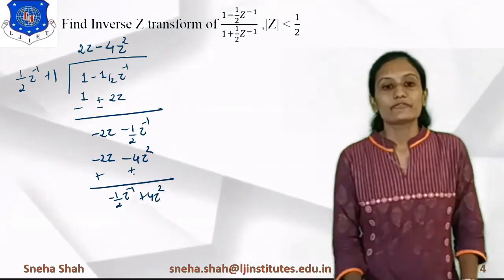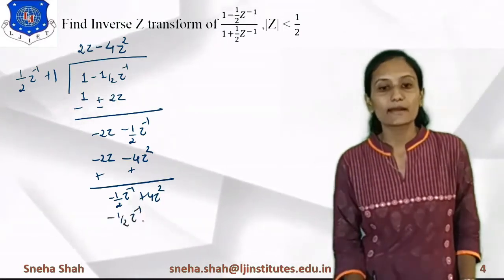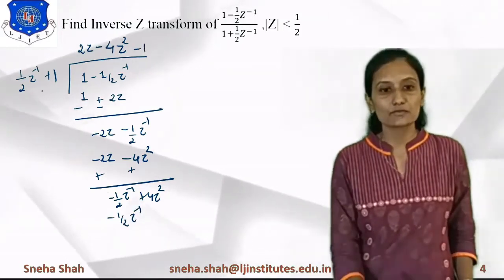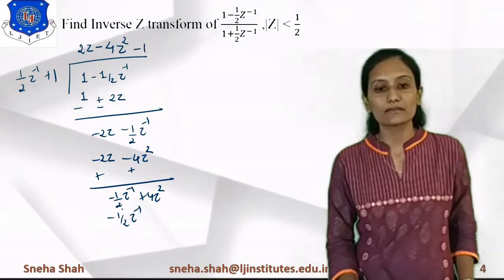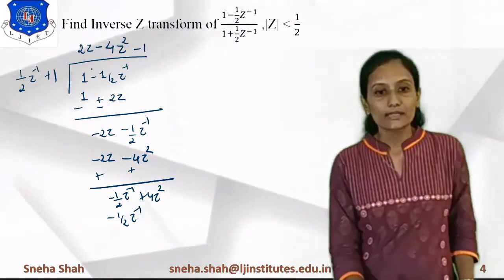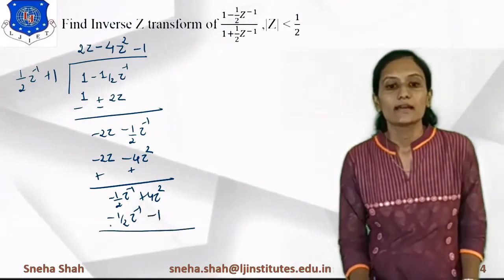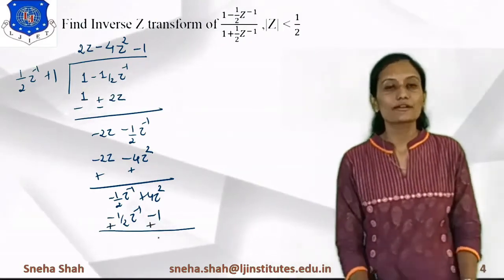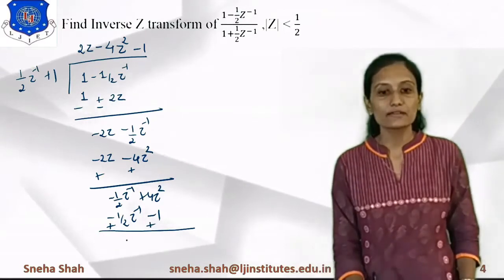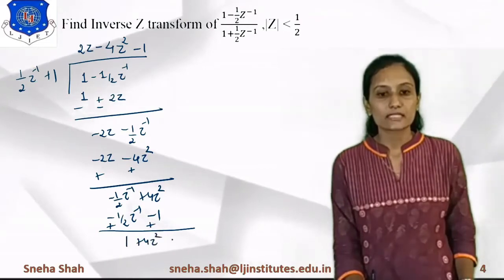Now, if I am finding the value of minus 1 by 2z inverse, I have to write down minus 1 by 2z inverse. So you can see that 1 by 2z inverse will multiply with minus 1. So minus 1 into 1 by 2z inverse will give you minus 1 by 2z inverse. Now minus 1 is multiplied with 1, it will give you the answer equal to minus 1. Right. Now we are applying the rule of sign changing. So these two terms will be cancelled out, so it will give you the answer equal to 1 plus 4z square.